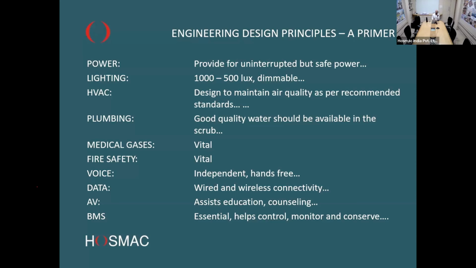Insofar as plumbing is concerned, there is no plumbing inside the operating room, but of course you need water for scrub, which has to be good quality water. Medical gases, of course, are important, something we'll dwell on. So this is a primer. These are elements of engineering that will go into the making of an operating room.